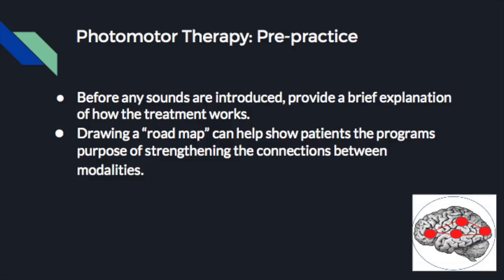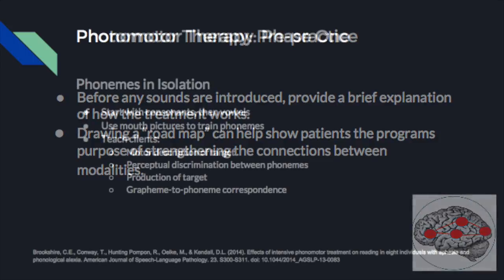To start therapy, we do pre-practice. Before any of the sounds are introduced, provide a brief explanation of how the treatment works. For example, draw how areas work together. Producing sounds involves talking with the mouth and lips, listening and understanding through auditory, letters, and vision. Drawing a roadmap can help show the patients the program's purpose of strengthening the connections between modalities.